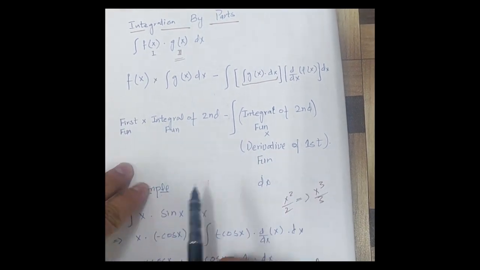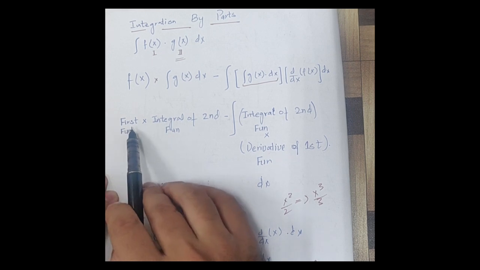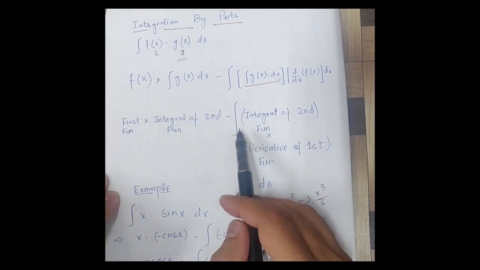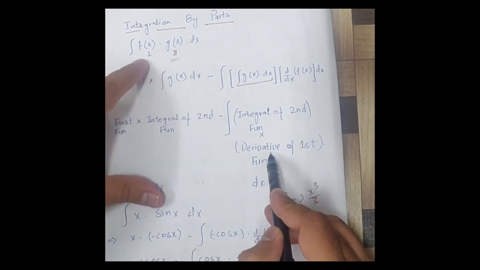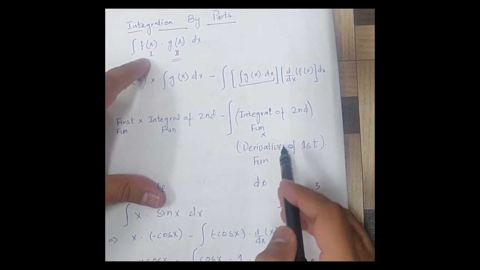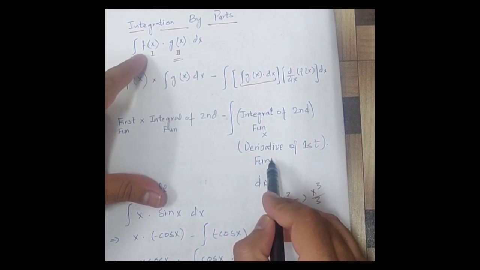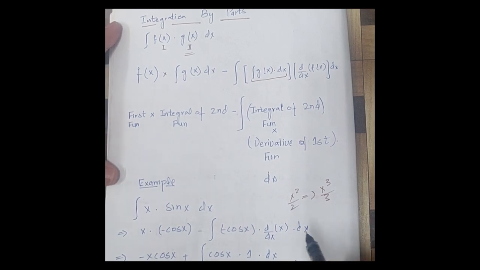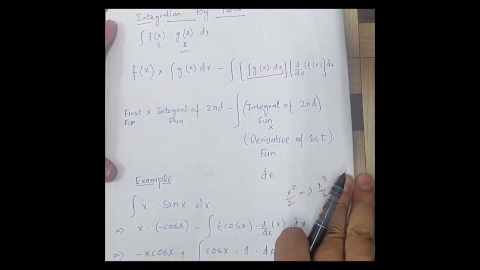So if I write it down descriptively: first function as it is, multiplied by the integral of the second function, minus the whole integral of the integral of the second function multiplied by the derivative of the first function. So integral of g of x here and derivative of f of x here. By solving this we can get the solution of the integral.